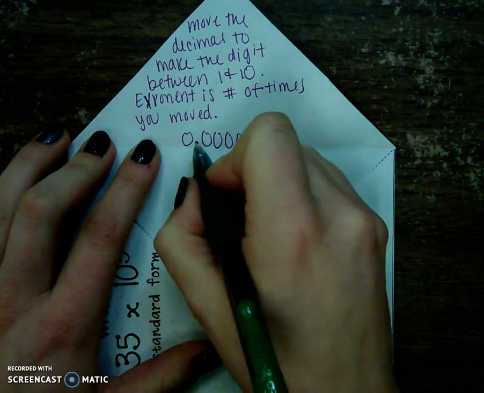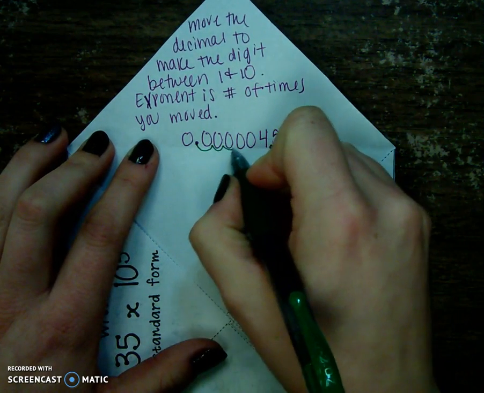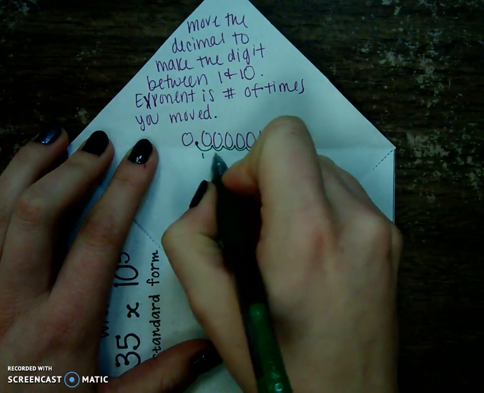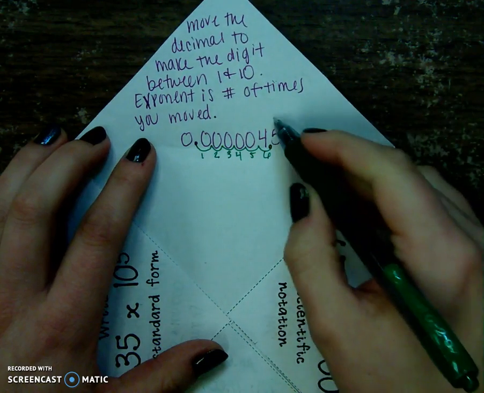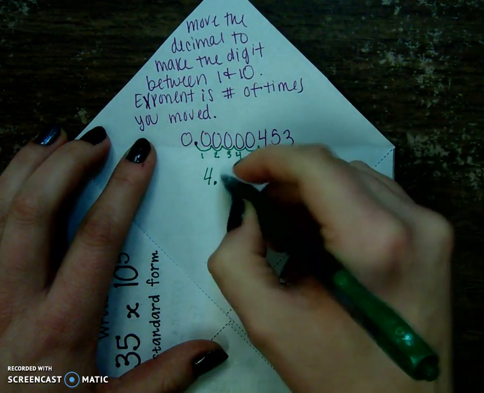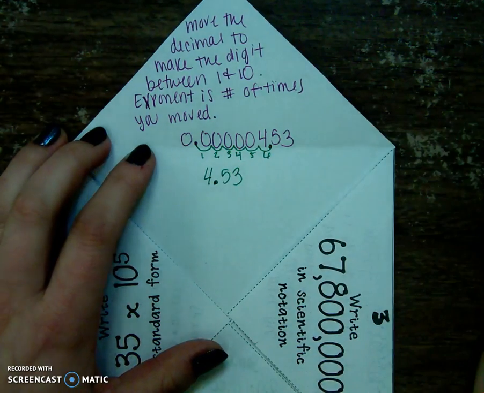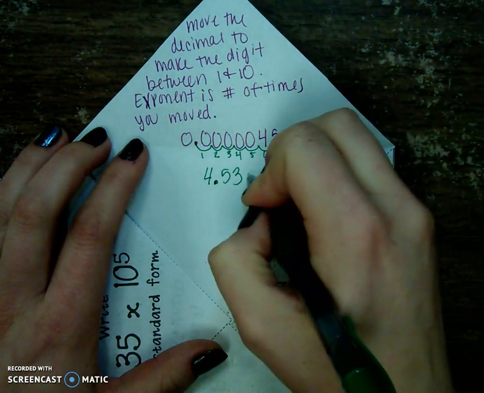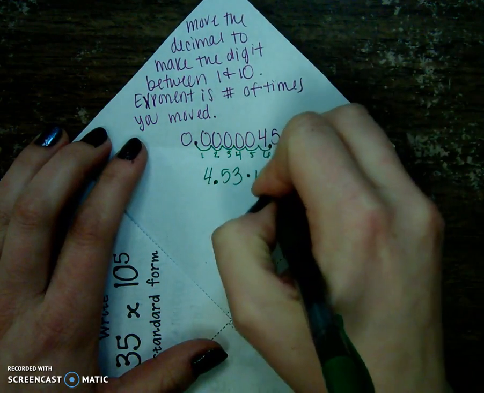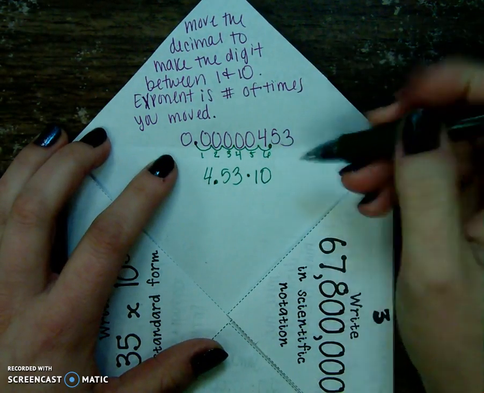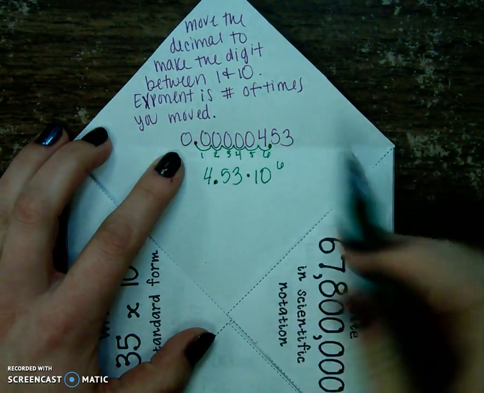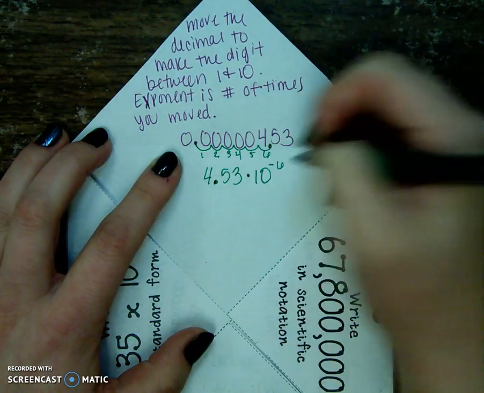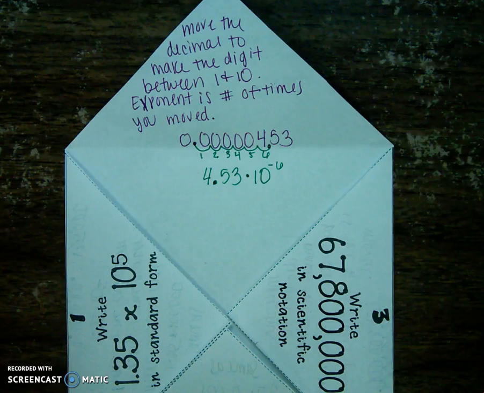Let's see how many times I had to move my decimal. 1, 2, 3, 4, 5, 6. Rewrite your digit, it is now 4 and 53/100ths, but scientific notation has a power of 10. So times 10, well, to what power? I moved 6 times, but this is a very small number, so it is a negative exponent. It was smaller than 1, so it got a negative exponent.